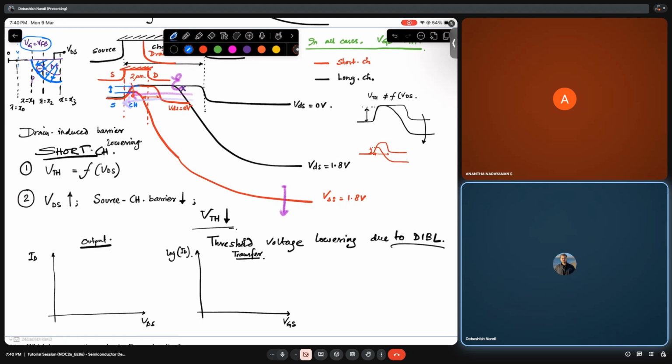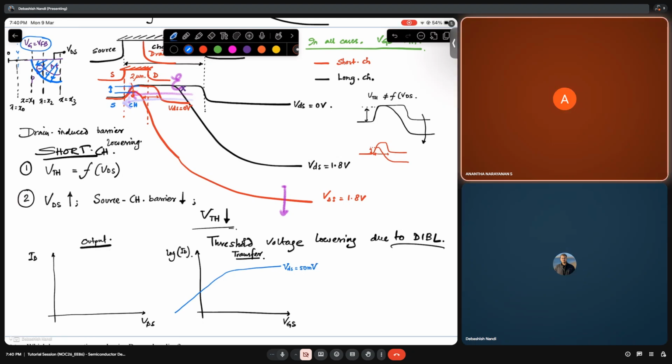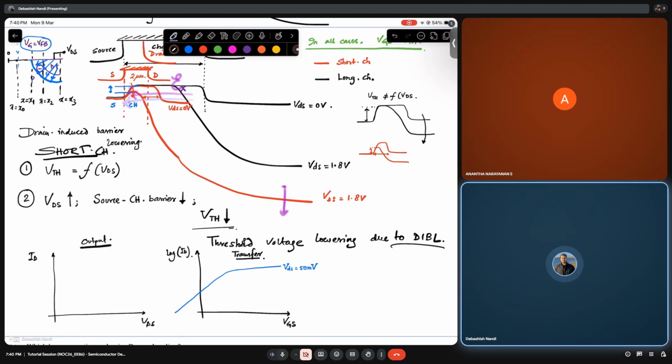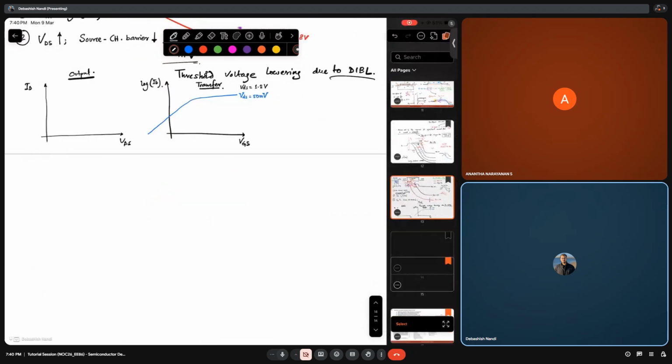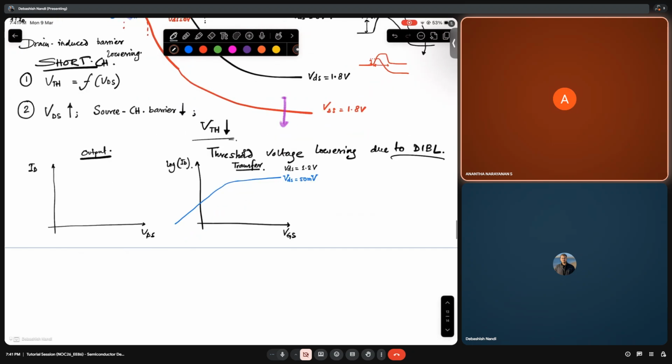So let's say this is your VDS equal to 50 millivolt. That means very small, linear region. So in case of a long channel device, how will VDS equal to 1.2 volt look like? It will be lower.